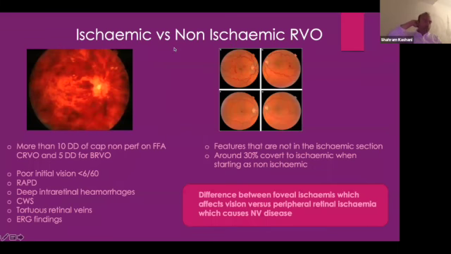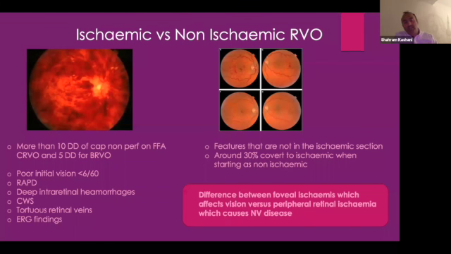And then one of the things that we would really like to know when you are referring patients is whether you can tell us if this is ischemic or non-ischemic, because that's quite important prognostically. So ischemic just has a much worse prognosis. I mean, essentially, if you follow our patients with ischemic CRVO, many of them have vision worse than 6/60 after a few years. And we'll come to some stats in a minute. So ischemic vein occlusion is bad news.